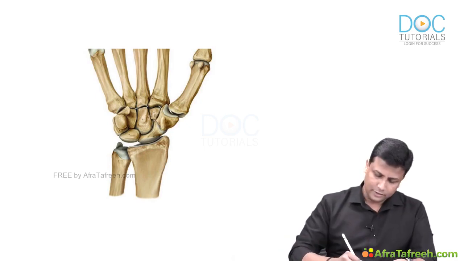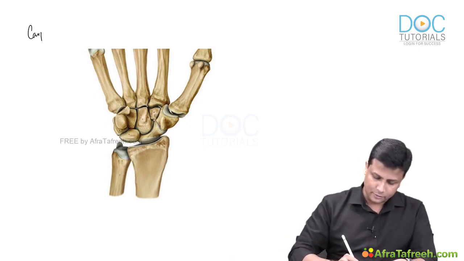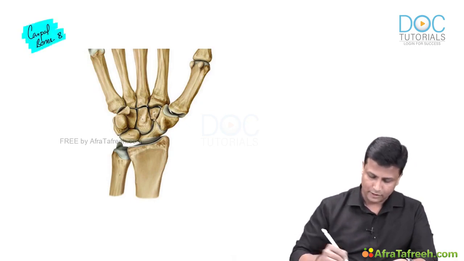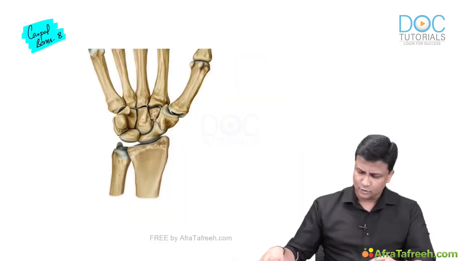So I hope you all know that there will be totally 8 carpal bones, and all the 8 carpal bones are actually arranged in the form of 2 rows. There will be 4 carpal bones arranged in the proximal row and 4 carpal bones arranged in the distal row. So let's see that here.